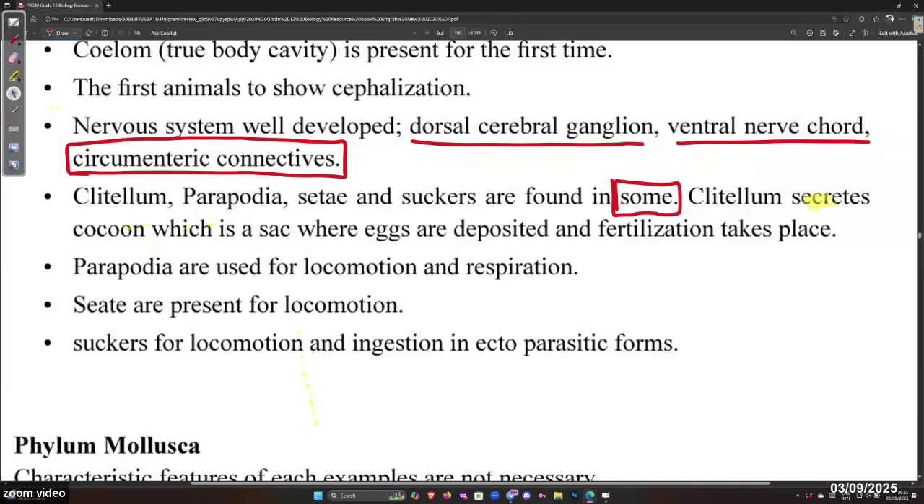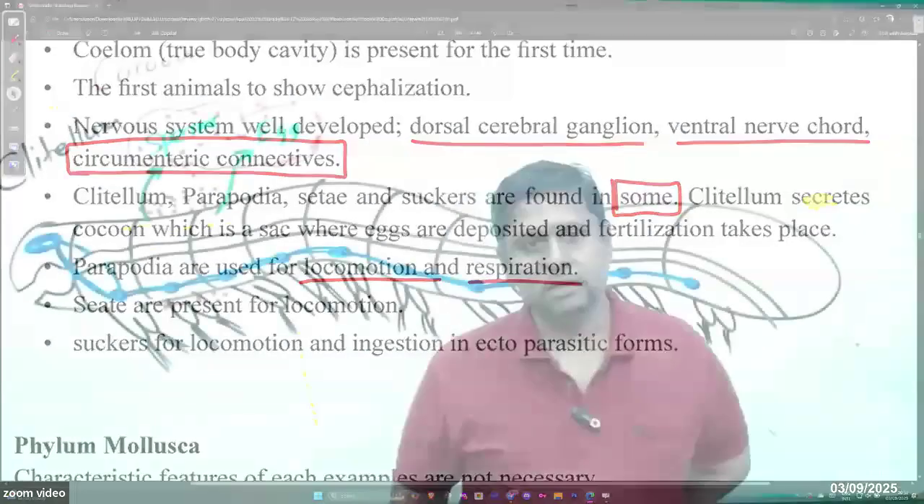If they ask, clitellum present in all, right? Then you have to say it's wrong. Clitellum is not present in all, only in some. Clitellum secretes a cocoon, which is a sac where the eggs are developed and fertilized. Parapodia are used for locomotion and respiration. That's the important point. Setae are present for locomotion, suckers for locomotion. Suckers present in some members. Something like leeches, you can see that they have suckers.